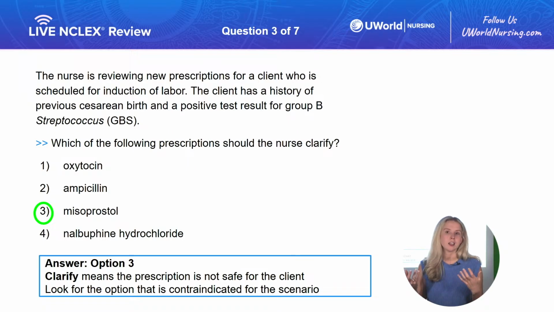And that's why it's unsafe to give that for a C-section client, whereas an oxytocin, because we can titrate it, we're able to give this. So this would not be contraindicated. We would give this to augment labor.